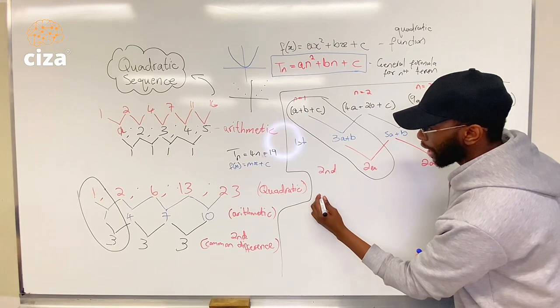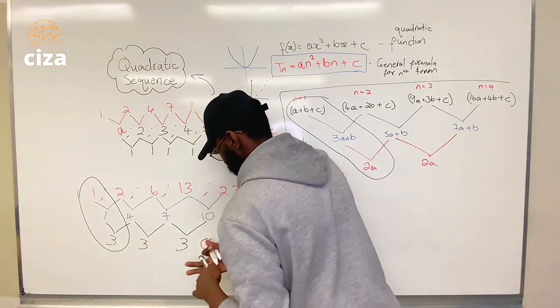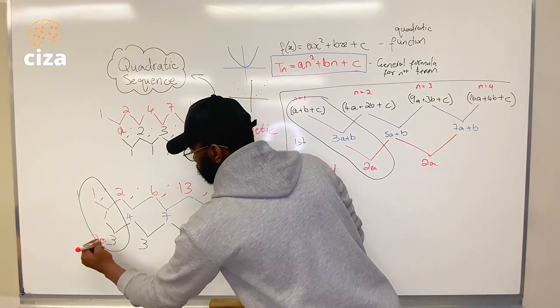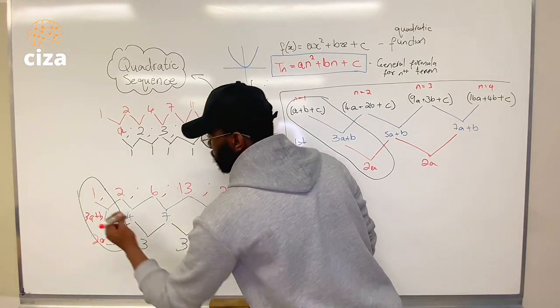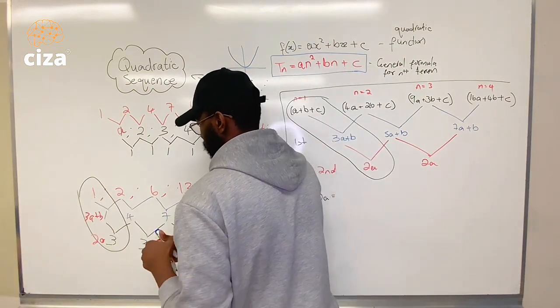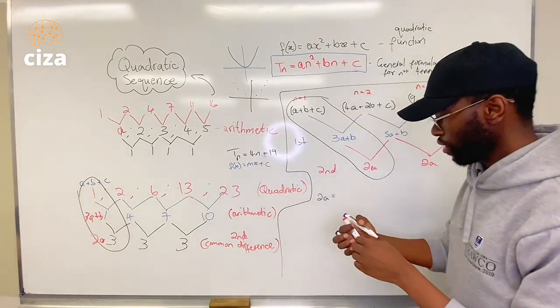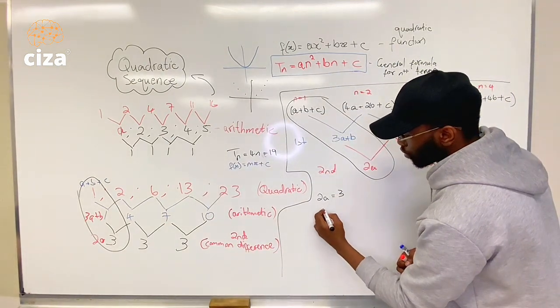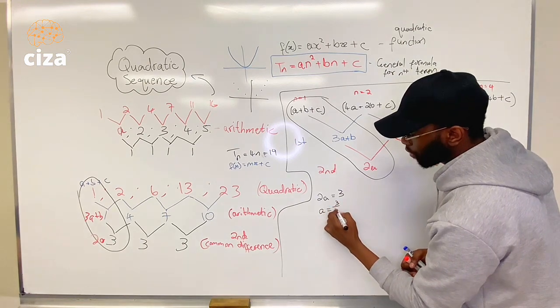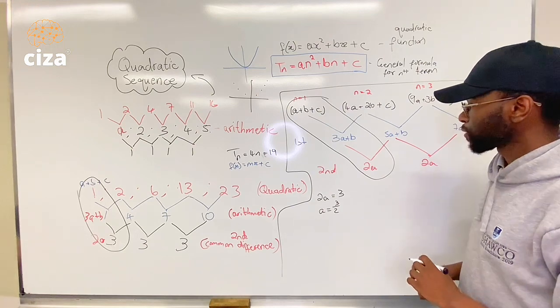So our 2a will be equal to 3. This is where we have 2a, 3a plus b, and a plus b plus c. So 2a is equal to the value of 3. So our a will be 3 over 2. Divide by 2 on both sides.